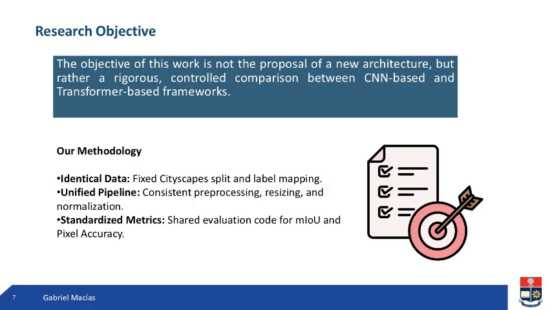The main goal of this work is not to propose a new architecture, but rather to conduct a rigorous comparison between CNN-based and transformer-based approaches. Specifically, we aim to answer three key questions. First, how do CNNs and transformers compare in terms of segmentation accuracy? Second, what are the trade-offs in computational complexity and efficiency? Third, under which conditions does each architecture perform best? By addressing these questions, we aim to provide practical insights for researchers and practitioners selecting architectures for urban segmentation tasks.